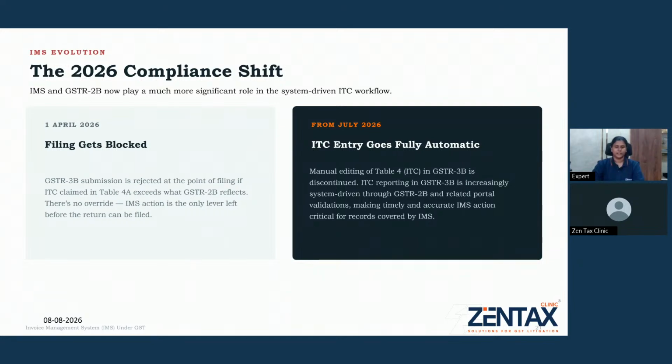Another recent change is that ITC entry goes fully automatic. Manual editing of table 4 is discontinued. ITC reporting in GSTR 3B is increasingly system driven through GSTR 2B, and it is auto-populated to GSTR 3B, and we cannot manually edit it.